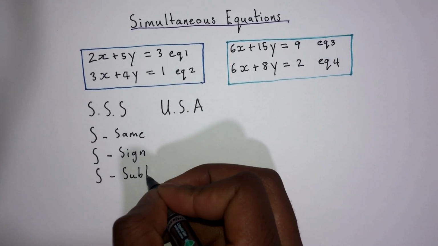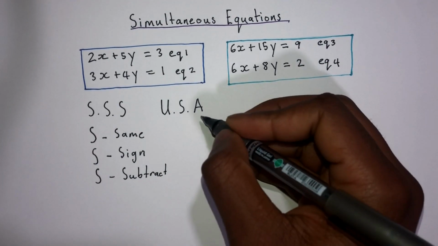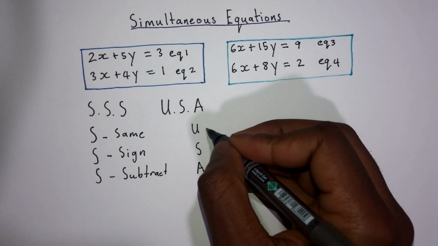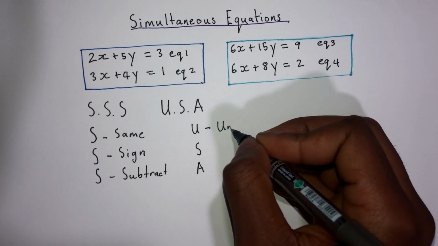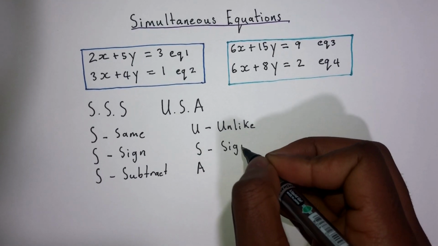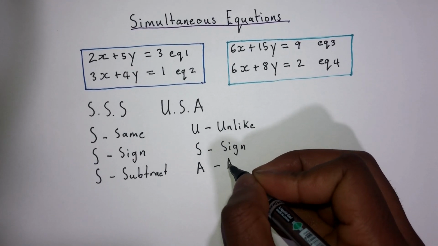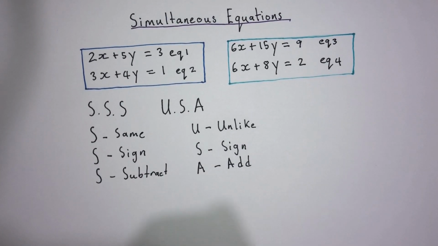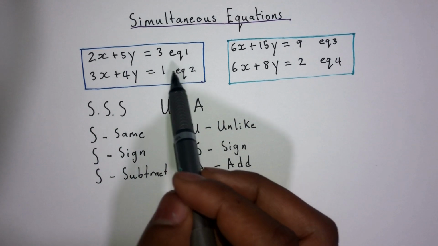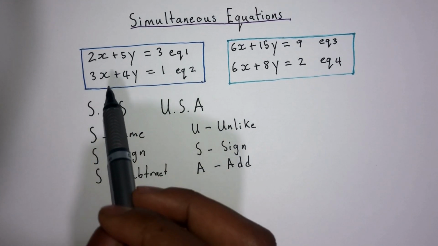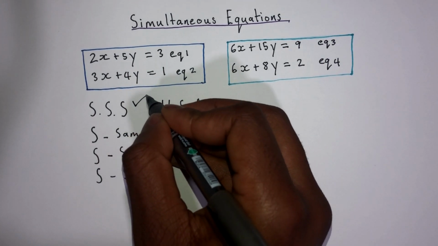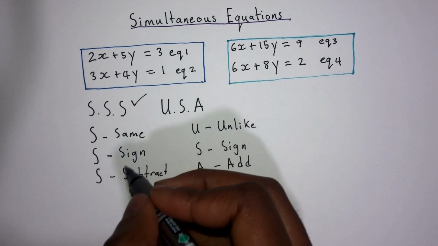subtract, and USA stands for unlike sign add. And when we look at equations 1 and 2, we say that they have the same sign. Therefore, the abbreviation that will assist us in this problem is SSS, same sign subtract.